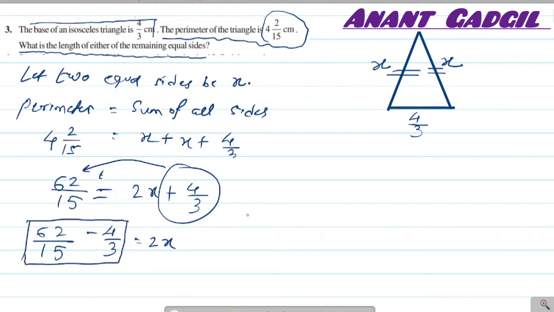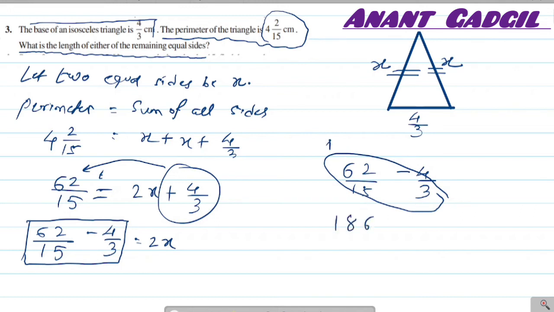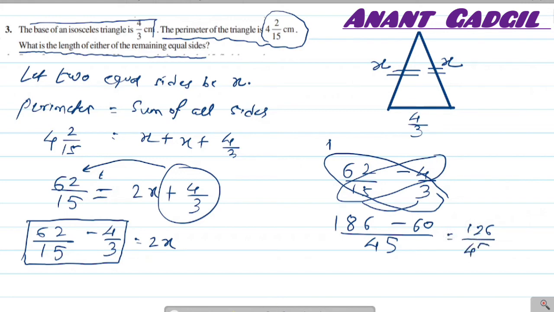Either you can do the cross multiplication like this, 62 by 15 minus 4 by 3. What you can do, just cross multiply. But start with this first, okay, 62 times of 3. It is 186 minus 15 times of 4. It is 60 divided by, multiply the denominators. 15 3s are 45. So when I subtract, what will be the answer? It will be 126 by 45.